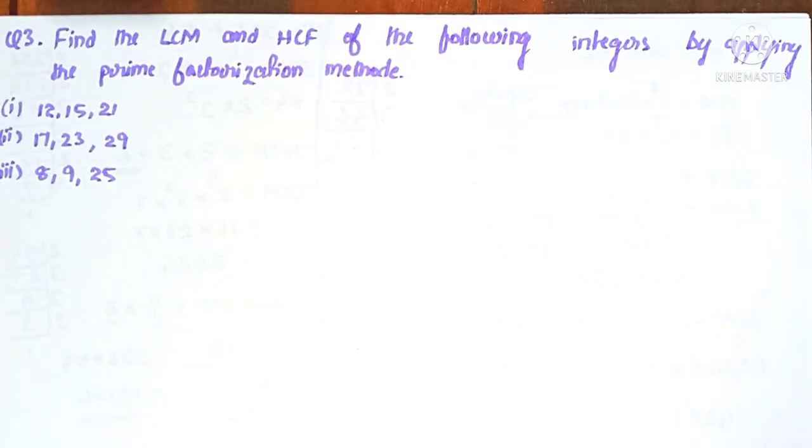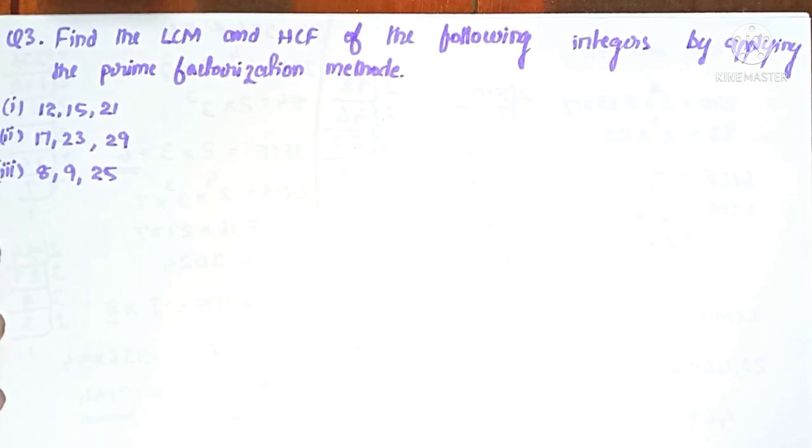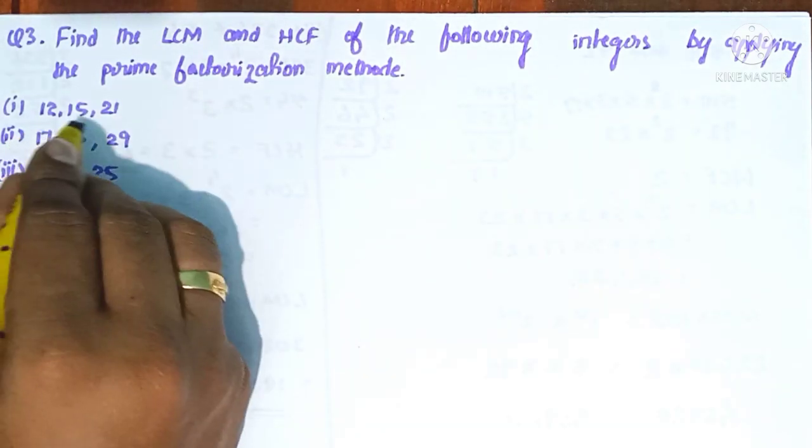Okay, let's see question number 3. Find the LCM and HCF of the following integers by applying the prime factorization method. Okay, and we'll go to the first question.